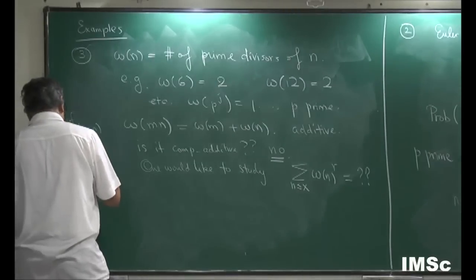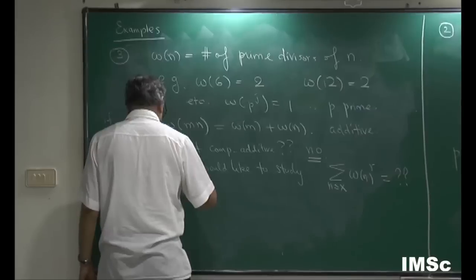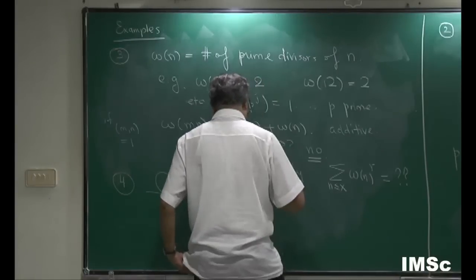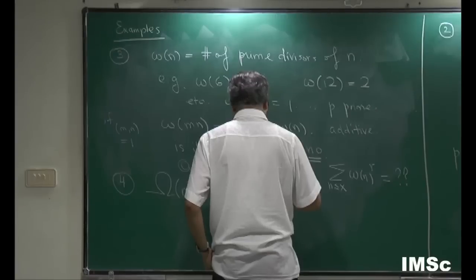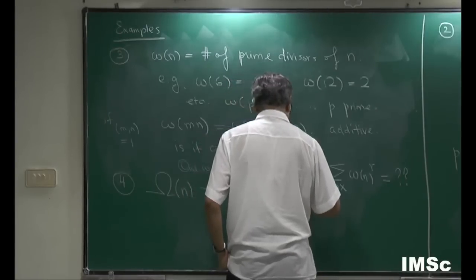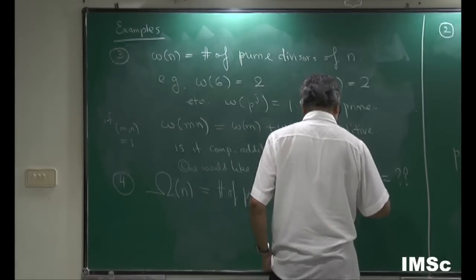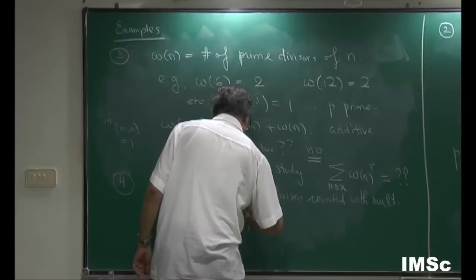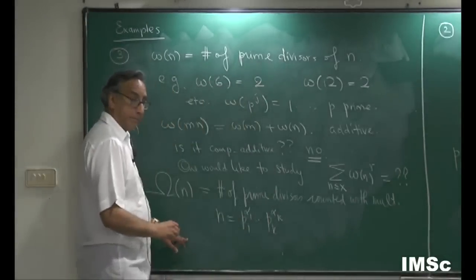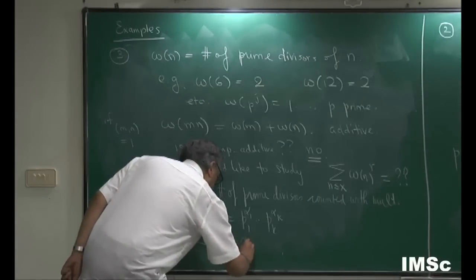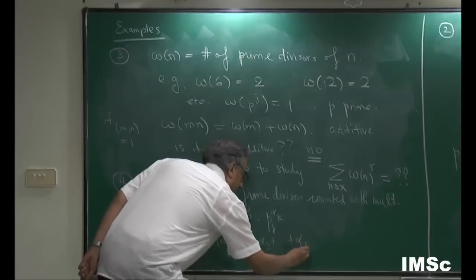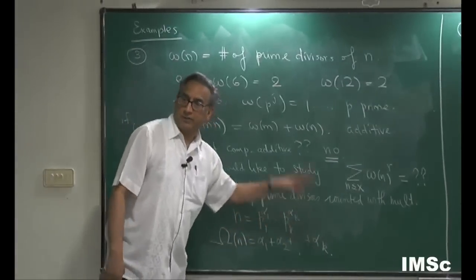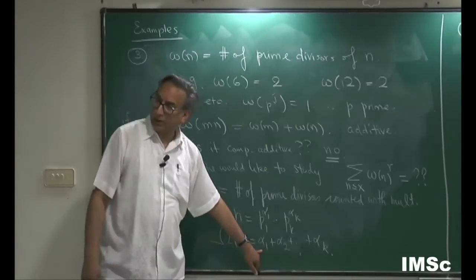Let me give an example of a completely additive function. What's called the Liouville function, capital omega of n, is the number of prime divisors counted with multiplicity. Well, what I mean here is if n is equal to p1 to the alpha 1 through pk to the alpha k, then capital omega of n is going to be equal to alpha 1 plus alpha 2 plus through alpha k. Okay, so that's counted with multiplicity. Before, we only counted 1 plus 1 plus 1 for this omega of n. But now this capital omega of n, I'm counting it with multiplicity, so I plug the thing in, okay?